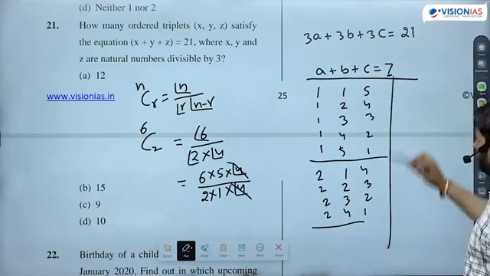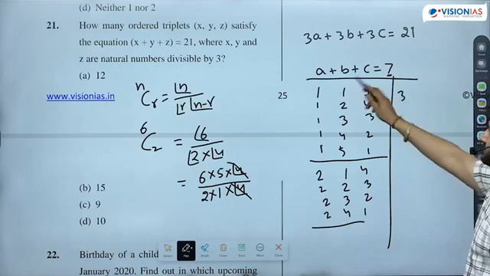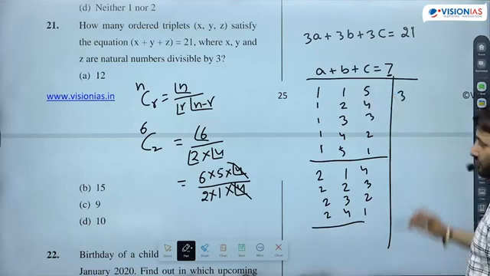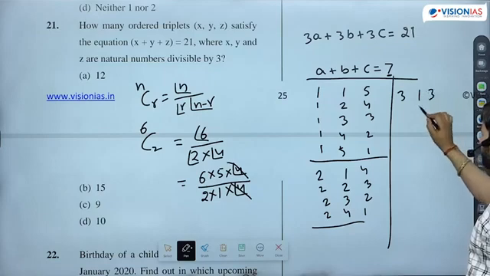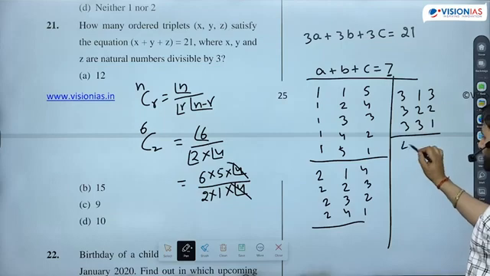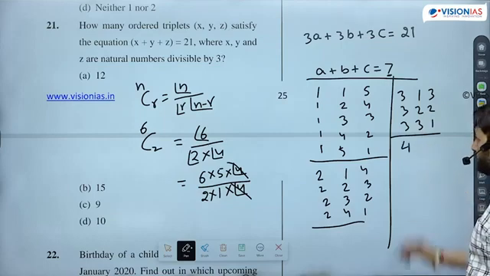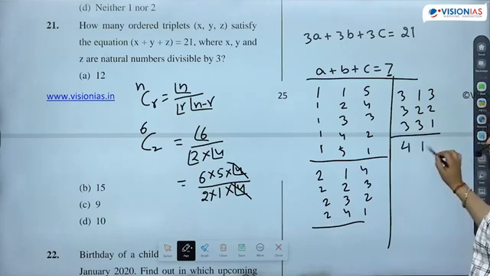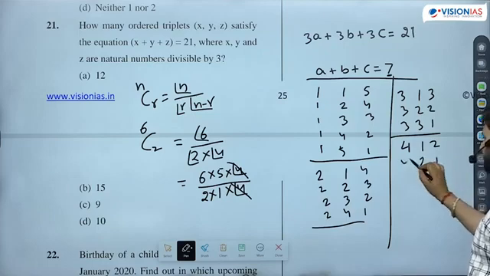If a is equal to 3, then b plus c कितना बनेगा? 4. 4 होने के लिए 1 3, 2 2, 3 1. What if a is 4? Then b plus c will be 3. 3 होने के लिए 2 possible cases: 1 2 and 2 1.